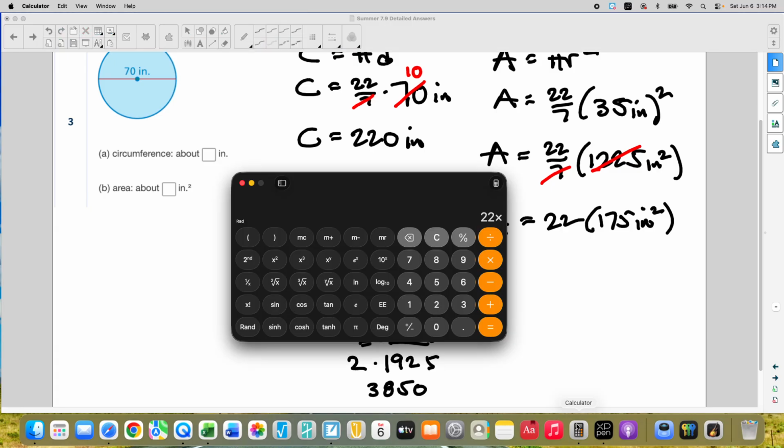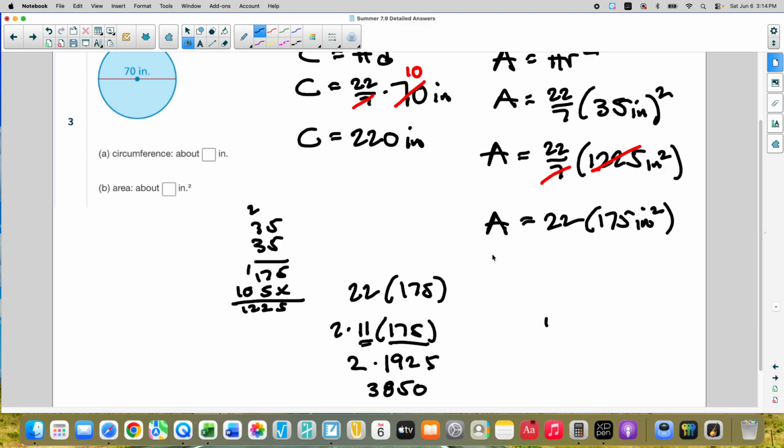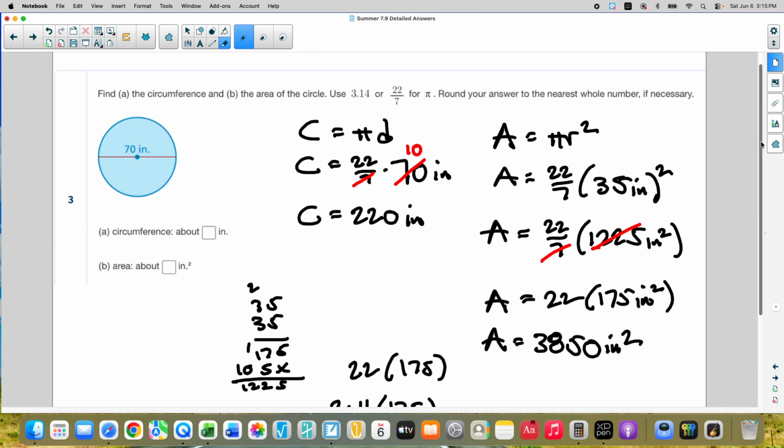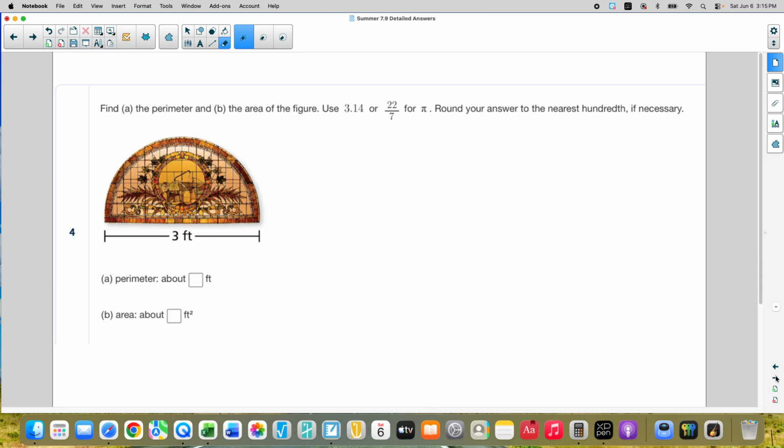22 times 175 gives me 3850. Not bad. Not bad when we can do good math in our head, or somewhat. Inches squared. That would be the area of the circle with a diameter of 70. Diameter of 70 gives us a radius of 35.